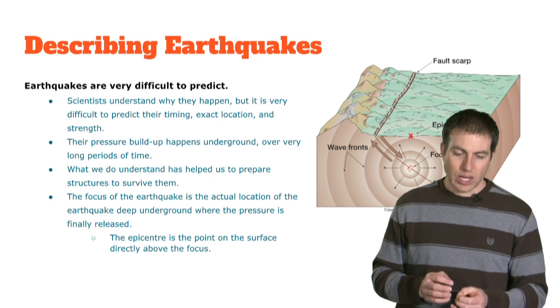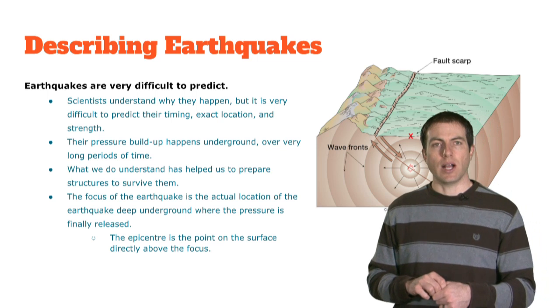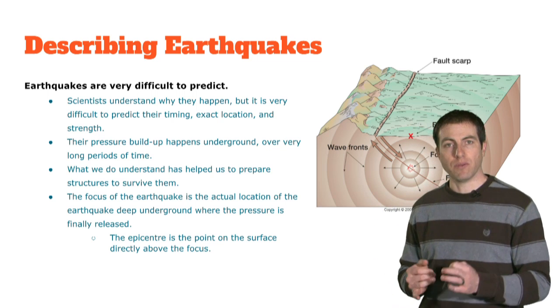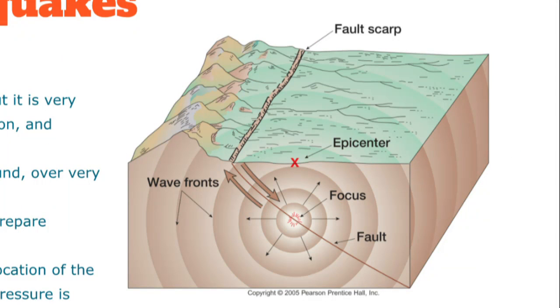And we have two words to describe where an earthquake happens. We have the focus and the epicenter. The focus is the actual spot where the earthquake happens. And the focus can be hundreds and hundreds of kilometers underground, or it can be right at the surface. The epicenter is what we care about a little bit more. The epicenter is the place on Earth's surface directly above where the focus was.